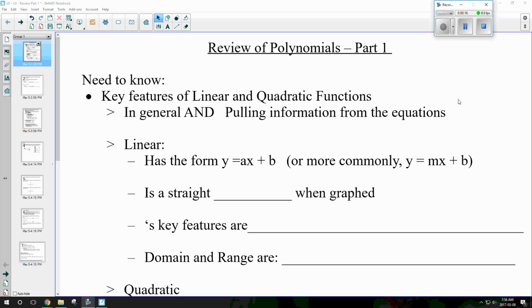So today we are reviewing our polynomials part 1, so the first half of our polynomials unit. We're going to review the key things that you need to know and look at a couple of examples. So the first thing is the key features of linear and quadratic functions.